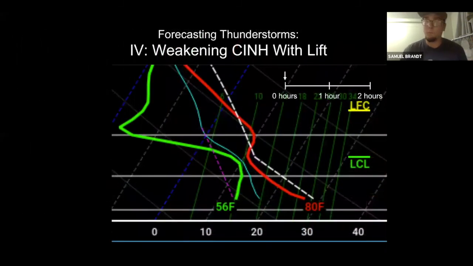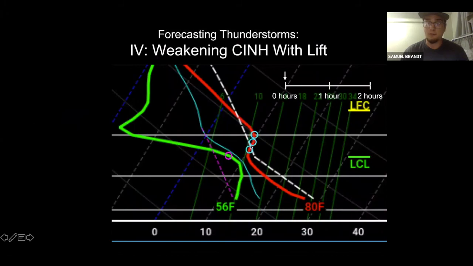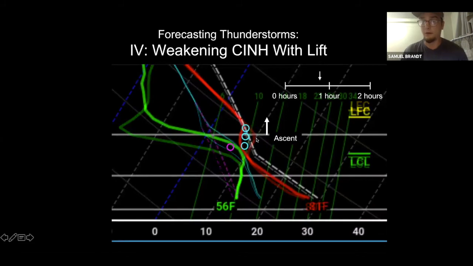So what you can do to get rid of CIN is lift air upward. So we have a sounding here. We have convective inhibition that's preventing convection and storms from firing. And now we're going to track these three parcels of air in this layer of warm air that's causing the CIN. And we're just going to give these three parcels of air a nudge upward. Let's say it's being lifted upward by some unknown mechanism. And as it gets lifted upwards, you can see that it cools down according to the potential temperature lines that I was talking about earlier.